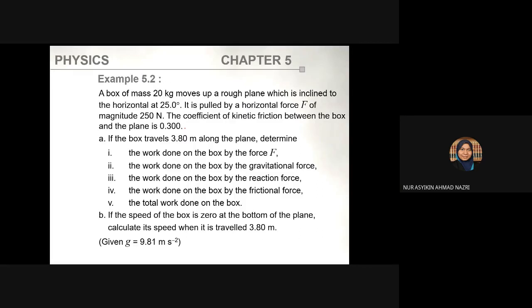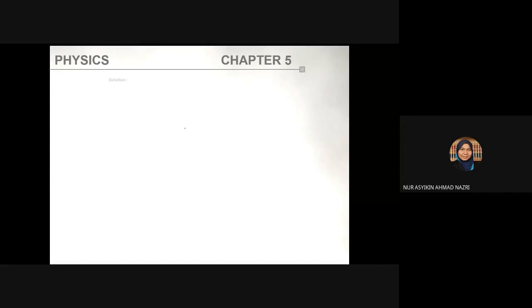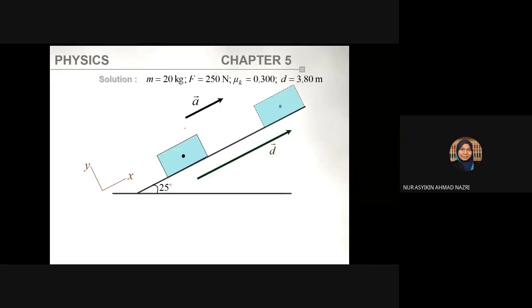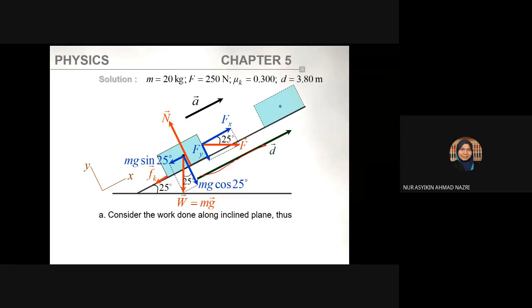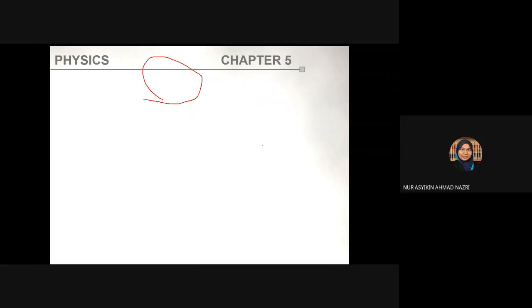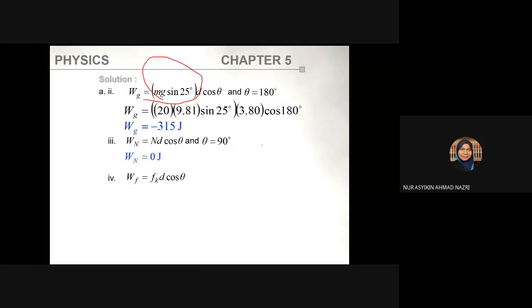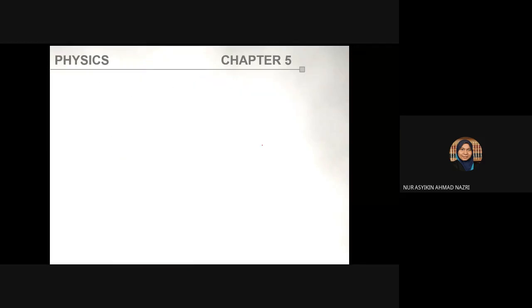Put down on the box by the reaction force, which is N, and then total work done. Frictional force, okay. So reaction force is your normal. So the normal makes how many degree to your displacement? Now it is 90 degree. So substitute 90 degree and what happened? Your work done will equal to 0.